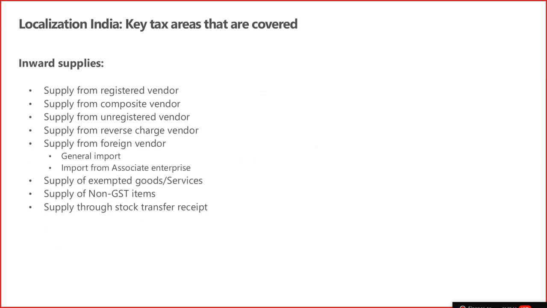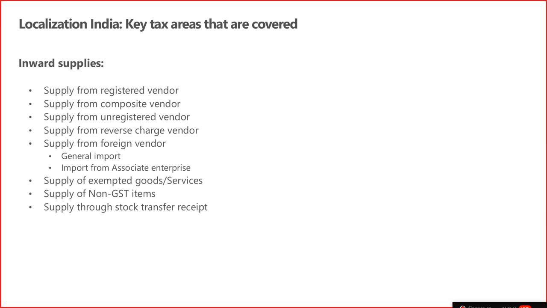On the inward supply side, you have a registered vendor, and a composition vendor also. When you buy from a composition vendor, the tax should not compute, and we have provided a checkbox in the customer master under the tax information where you can select the composite vendor scheme for the customer.